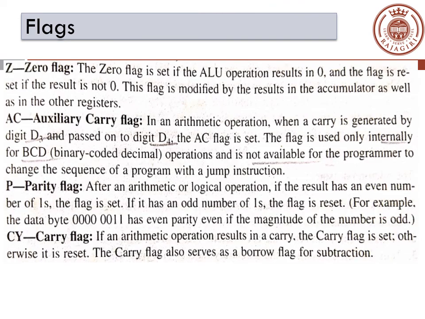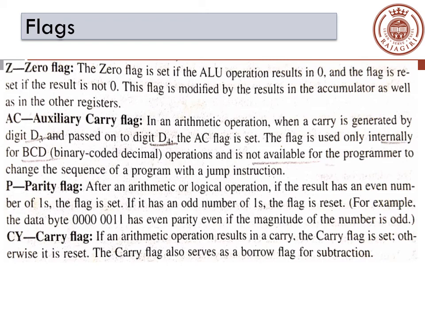Coming to the zero flag, that particular flag is set if the ALU operation result is 0, and that flag is reset if the result is not 0. So that flag becomes 1 if the ALU operation result is 0. By checking the accumulator value, this flag will be either set or reset.